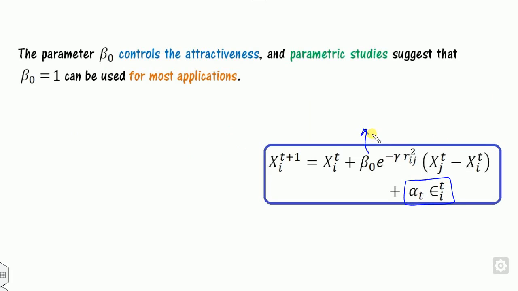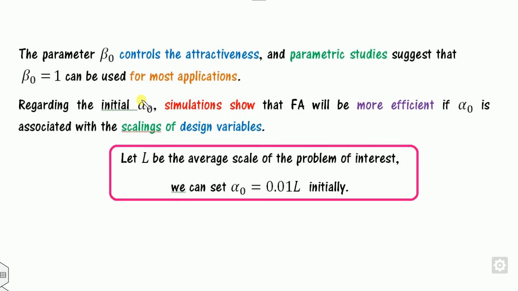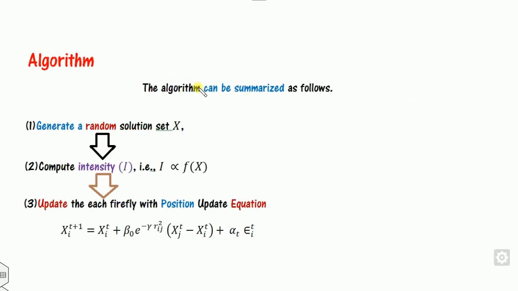Now beta 0 controls the attractiveness, and most of the time we will set beta naught as 1. And L is called the average scale, which is nothing but the range. We will define the range in our MATLAB file. So what is the algorithm? We will first set the random number.